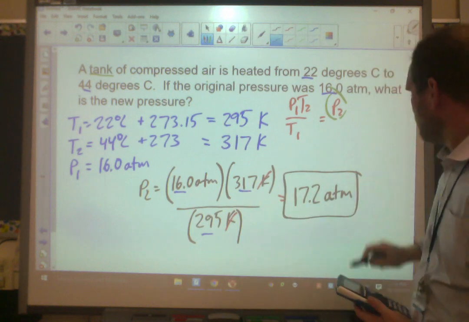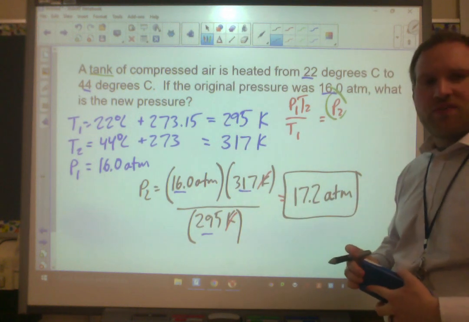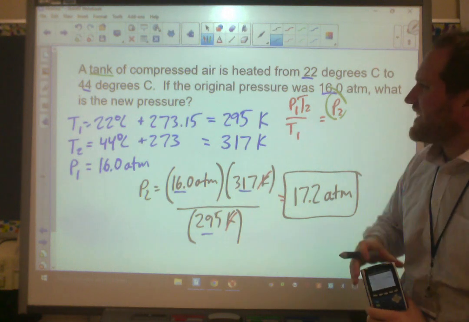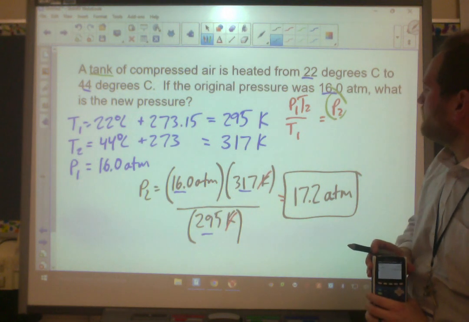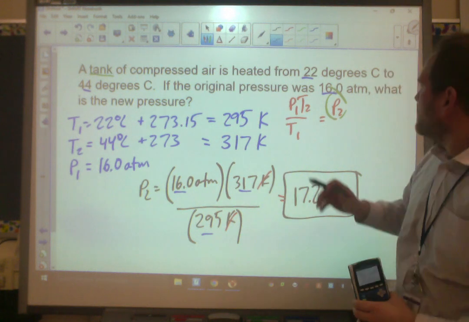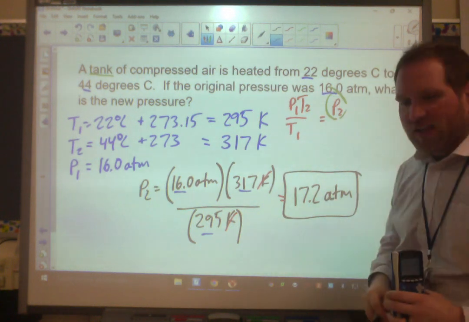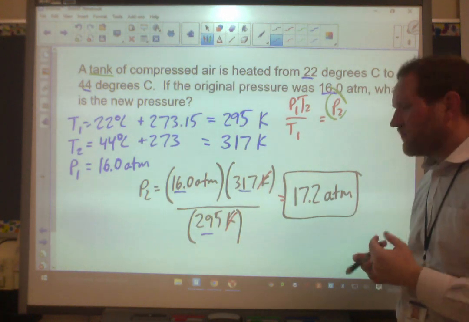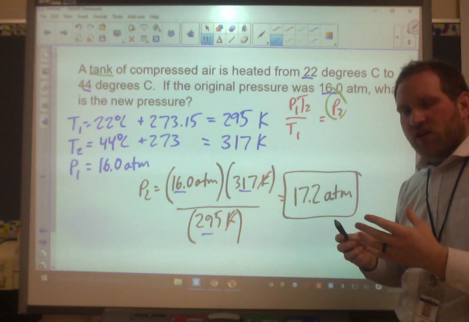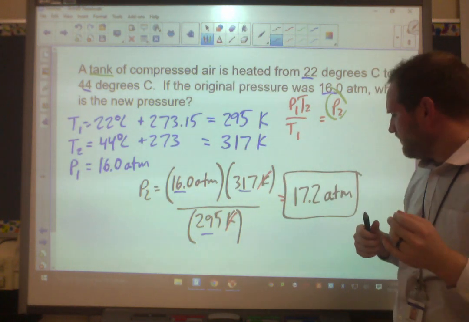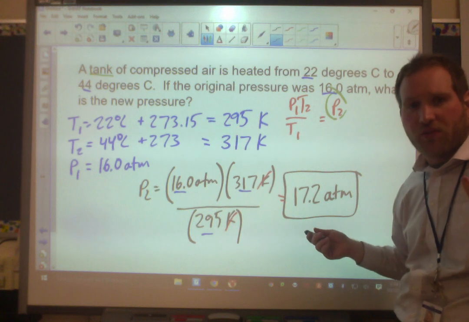Okay? And you should always ask yourself at the end of the problem, does this make sense? Here's what I mean. You take a tank of compressed air and you're heating it from 22 to 44 degrees Celsius. You're warming that gas up. The pressure went from 16 to 17.2. Does it make sense that the pressure increased a little bit when you did that? Well, let's think about it. You heat the gas up, particles move faster, means that they're smashing into the walls harder and more frequently. Yeah, it makes sense that the pressure is going to go up a little bit.